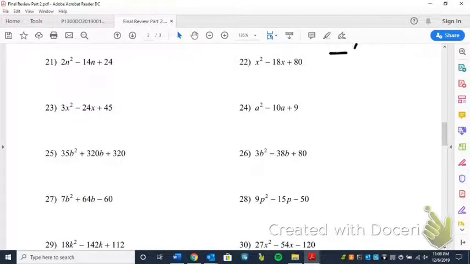Next up, we're going to work on number 22. This one's an easy one to remember. What are the factors of 80 that add up to negative 18? Take about 3 minutes on this and then come back. So we have x times what equals 80. But when we add them together, we get negative 18.